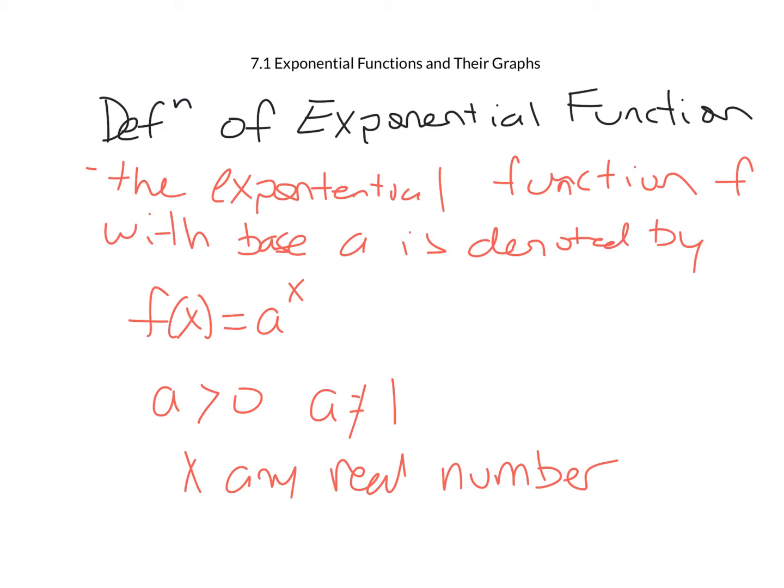First, it's probably good that we define what an exponential function is. Definition of an exponential function. The exponential function f with base a is denoted by f of x equals a to the power of x. A few things we need to note. A can't be 1. Why? Because if it's 1, it's just going to be 1 the whole time no matter what my input is. If it was 1 to the power of x, no matter what x is, the output's going to be 1. So that's silly. A must be greater than 0. And also x is any real number. Any number you can put in there, that'll work.